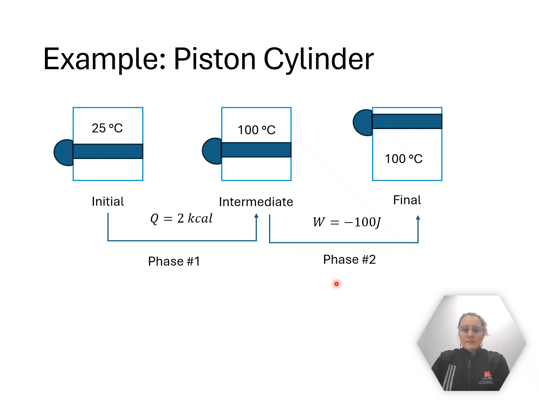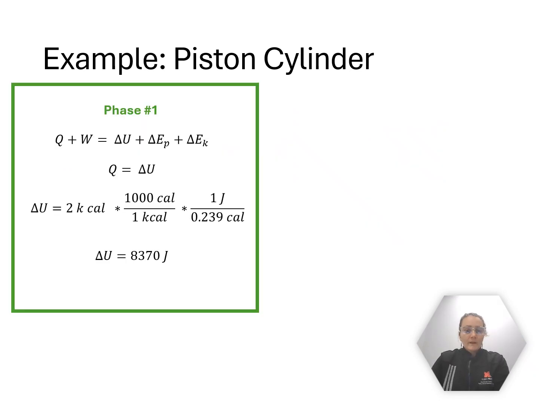So phase 1 is different from phase 2, and the terms that we can cancel in each of those phases are slightly different. So let's explore that a little bit. In phase 1, if we take our closed system energy balance, we have Q, which is heat, plus W, which is work, is equal to the change of internal energy plus the change of potential energy plus the change in kinetic energy. Now, we want to think about what terms could we possibly cancel.